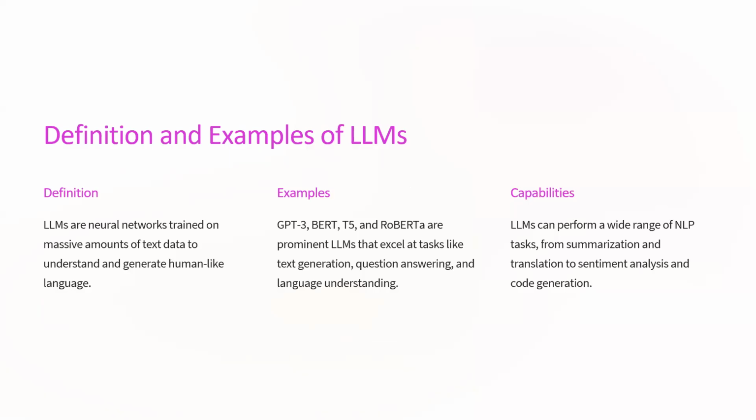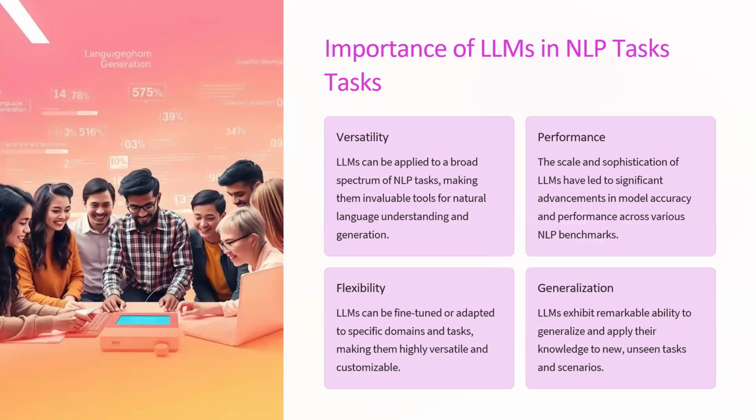So we have seen the definition and examples. Now the capabilities. LLMs can perform a wide range of NLP tasks. There are many tasks like summarization, translation, sentiment analysis, code generation and many more. LLMs are capable of doing all these tasks and many more. We also know what the importance of LLMs in NLP tasks is. So first one is versatility. LLMs can perform a wide range of NLP tasks, which makes them an invaluable tool for NLP understanding and generation.